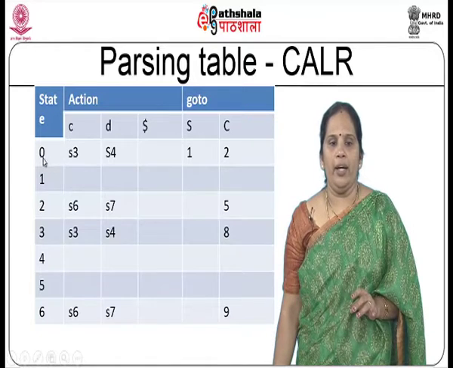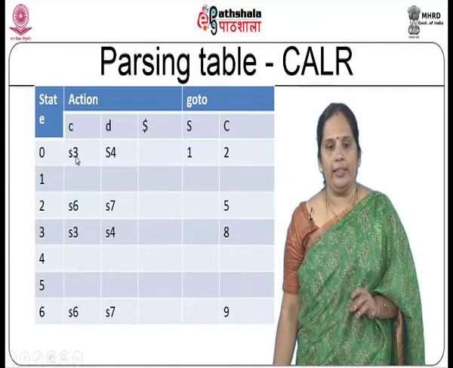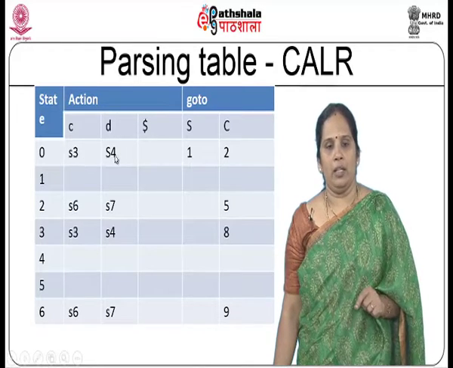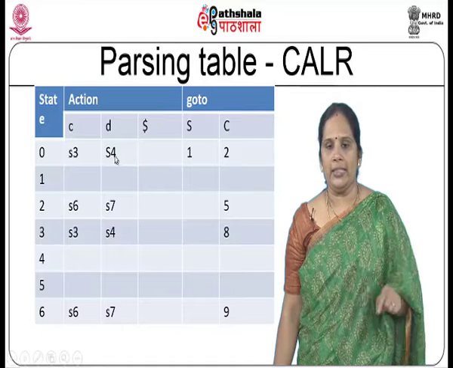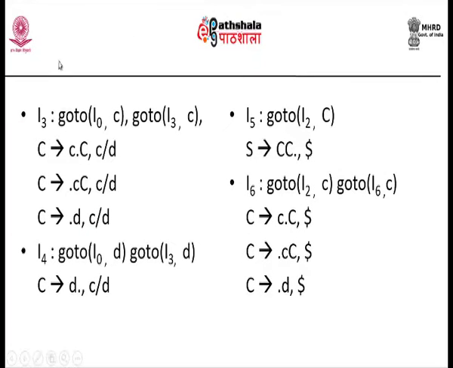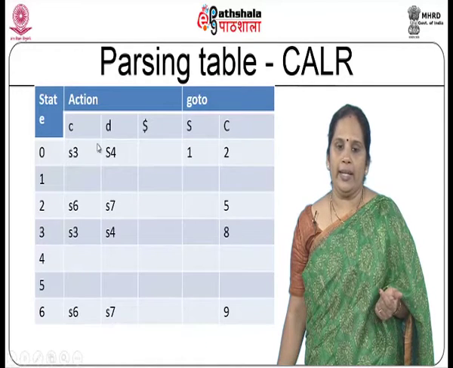So here we had I0 comma c is I3, so I am calling this S3. I0 comma d is I4, so I am calling it S4. Okay, so just a quick go through on what we look at here. I0 comma S is I1, I0 comma C is I2, I0 comma small c is I3, I0 comma d is I4. Similarly, I2 comma c is I5, I2 comma small c is I6, so is I6 comma c. That is what is indicated in the parsing table.